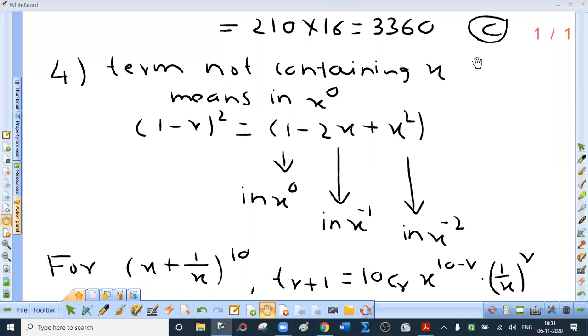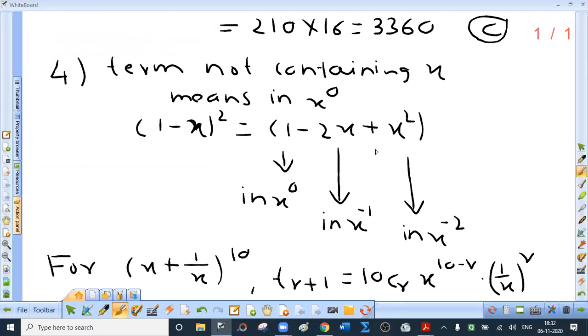Fourth one is a good one. The term not containing x in the expansion of 1 minus x bracket square into x plus 1 upon x raised to 10 means what? Constant term. That is the term in x raised to 0. Now, let us find 1 minus x bracket square. So it is 1 minus 2x plus x square. This is to be multiplied by x plus 1 upon x raised to 10.